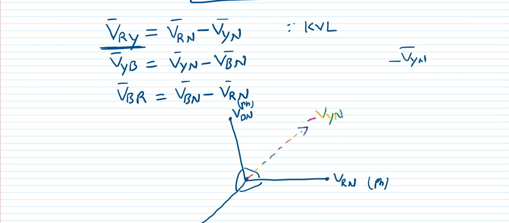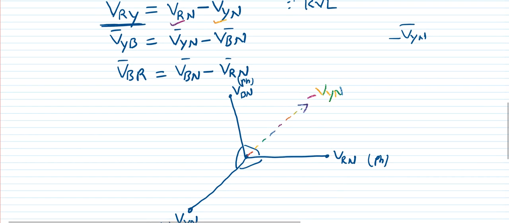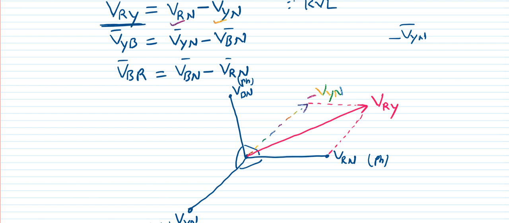Now what is my VRY here? VRY is nothing but this vector plus this vector. This VRN vector and this minus VYN vector, these two are going to give me the line voltage. So this is the line voltage we are going to get, VRY.